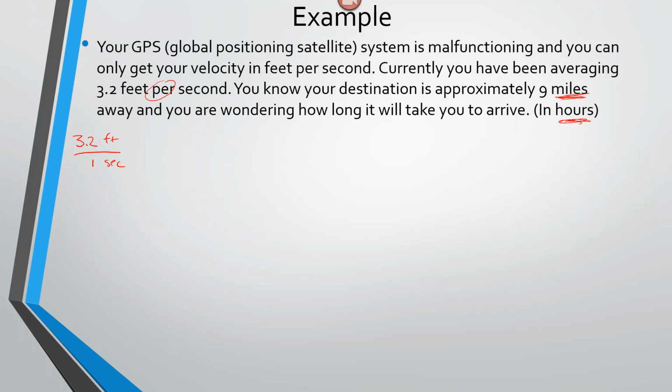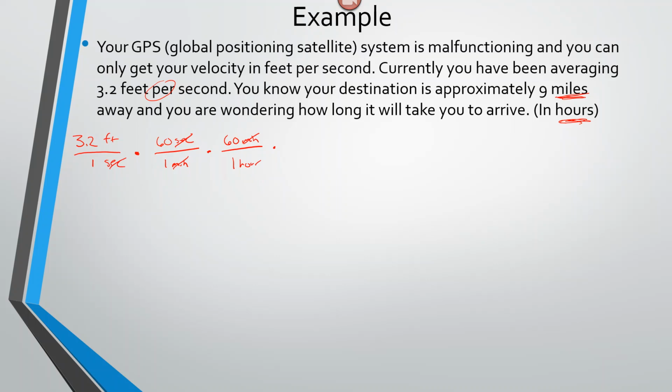We can definitely do that. We know how to do that. So let's go ahead and do that. 60 seconds is 1 minute. And then, of course, there's 60 minutes in an hour. Okay. And if we look at that, minutes cancel with minutes, seconds with seconds. So we're still left with hour in the denominator. Perfect. That's what we're looking for.